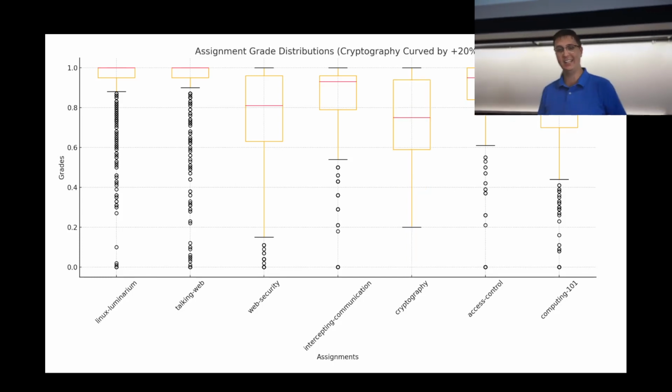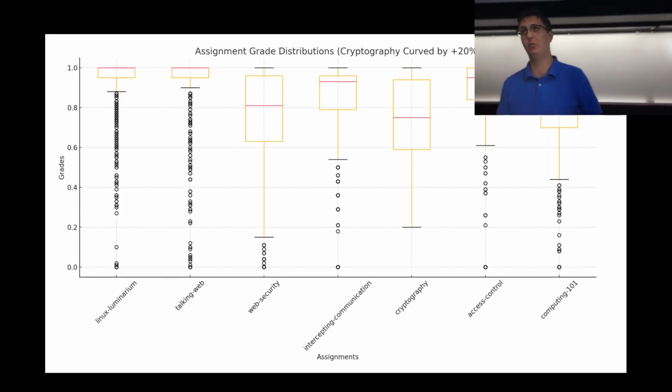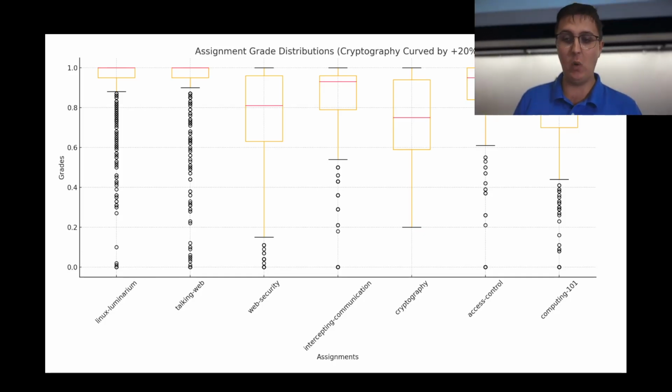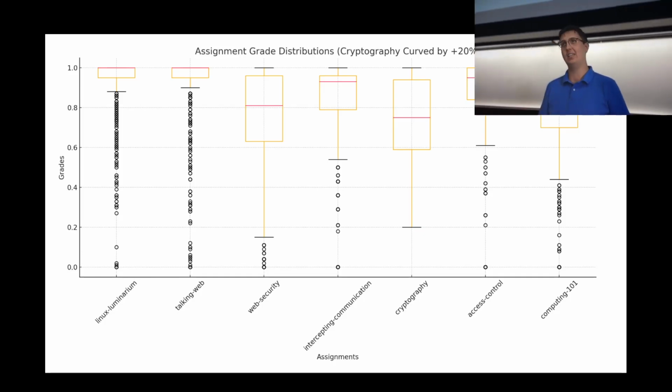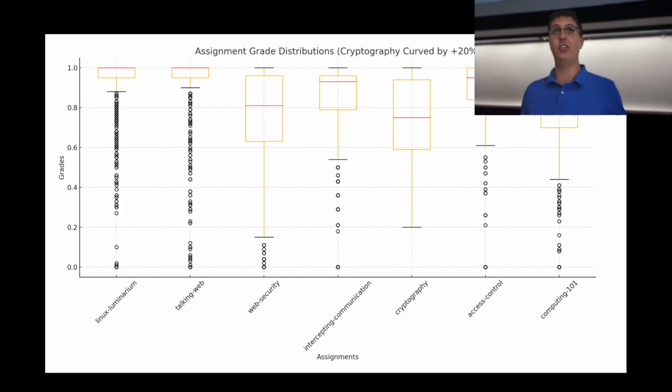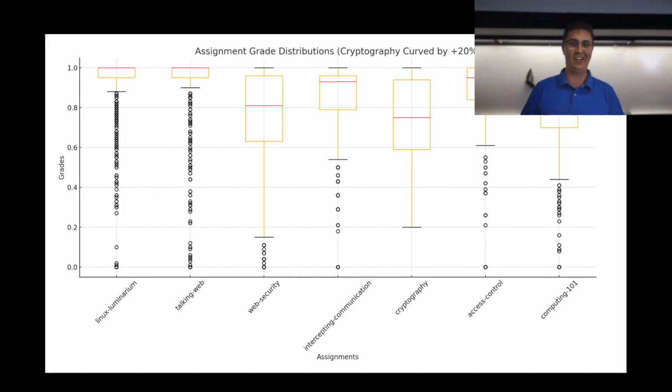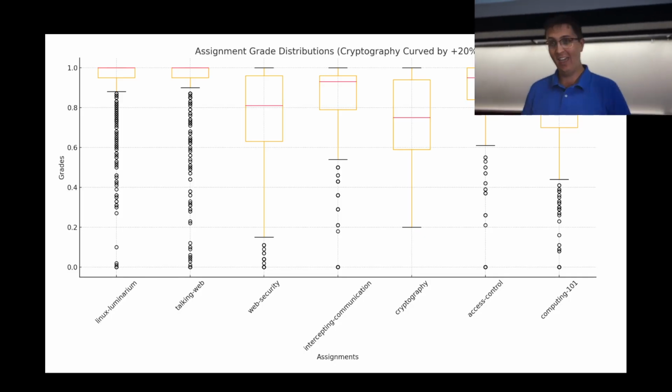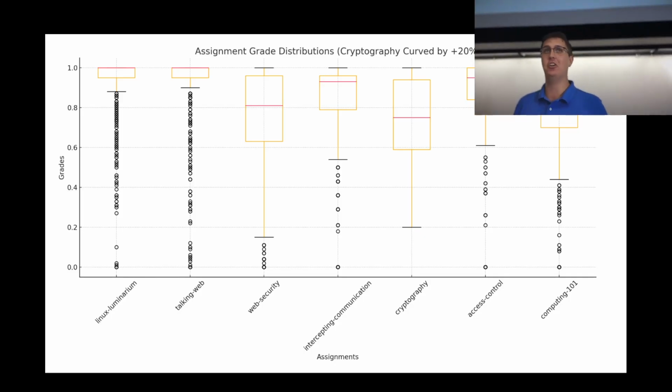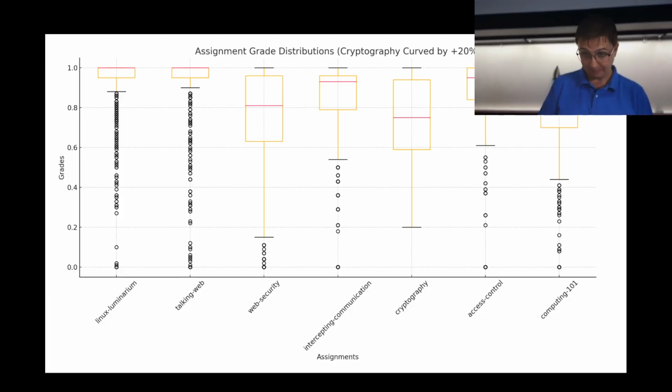And we are addressing that with a 20% curve on the cryptography module. So everyone is just going to get 2% extra credit added to their overall grade. So if you solved everything, good job. You are not getting punished for solving everything. Probably if you solved everything on crypto, you're going to do fine in this course regardless.